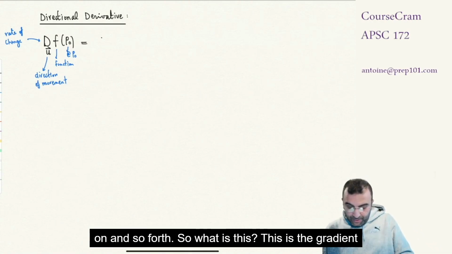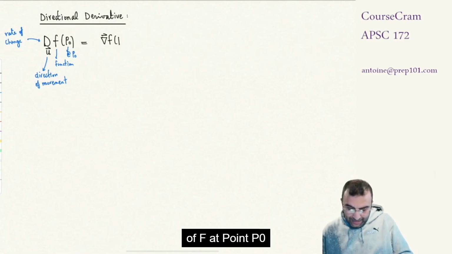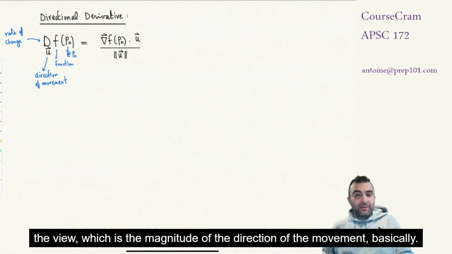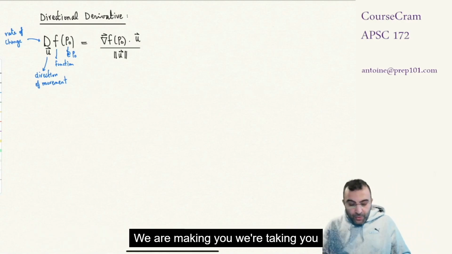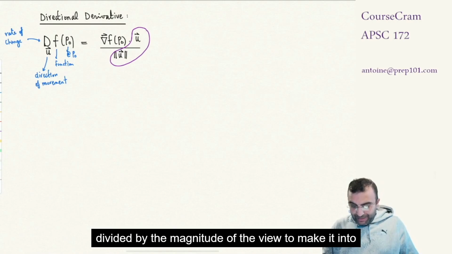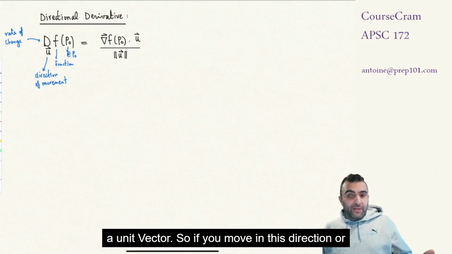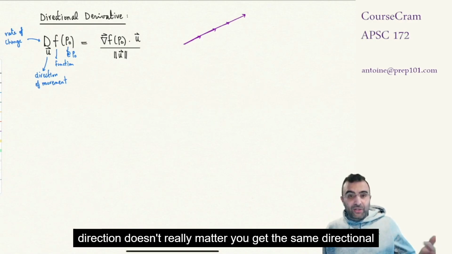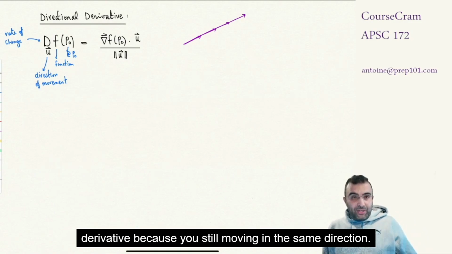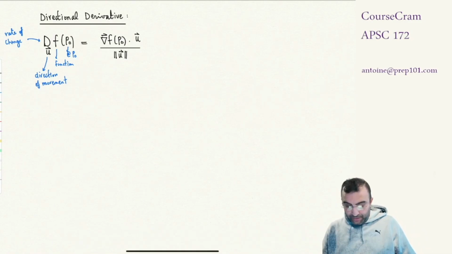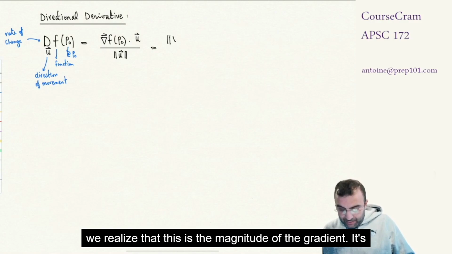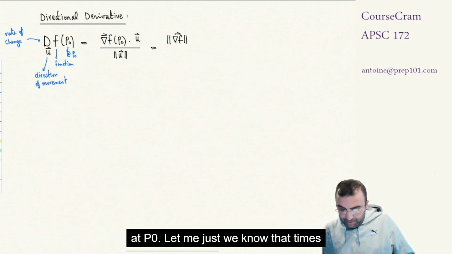So what is this? This is the gradient of f at point p0 dot the direction of the movement divided by the magnitude of u, which is the magnitude of the direction of the movement. Basically, we're taking u divided by the magnitude of u to make it into a unit vector. So if you move in this direction, or in this direction, it doesn't really matter, you get the same directional derivative because you're still moving in the same direction. Now, if we use the formula for the dot product, we realize that this is the magnitude of the gradient at p0.